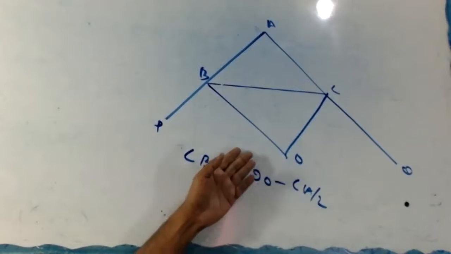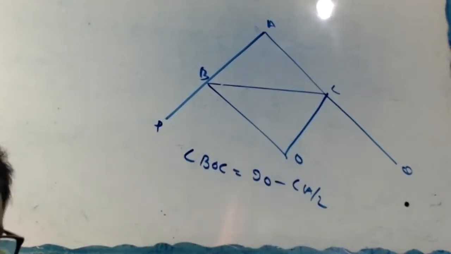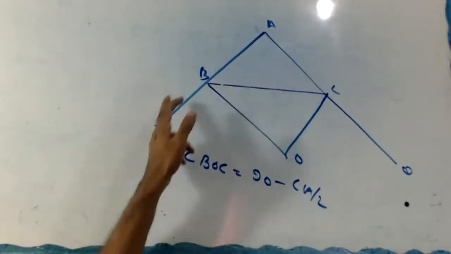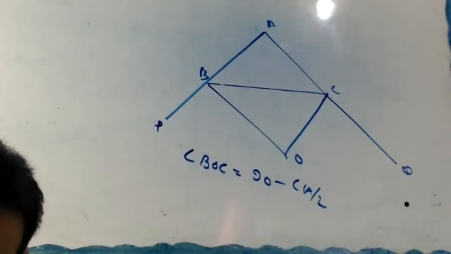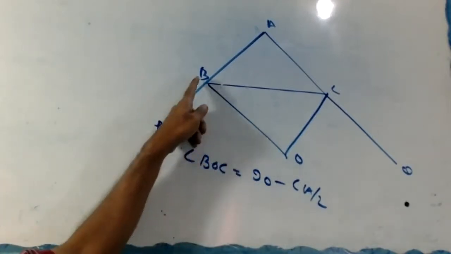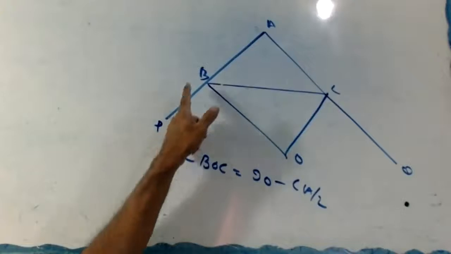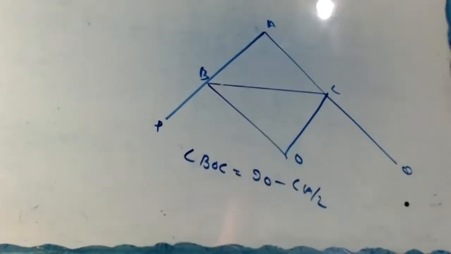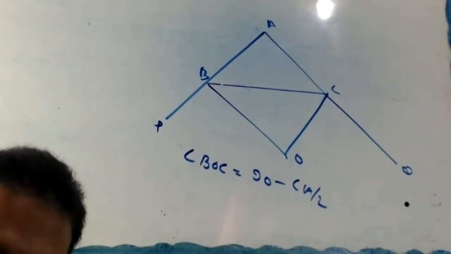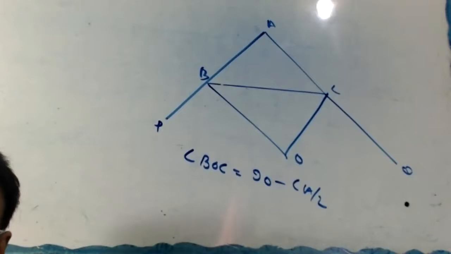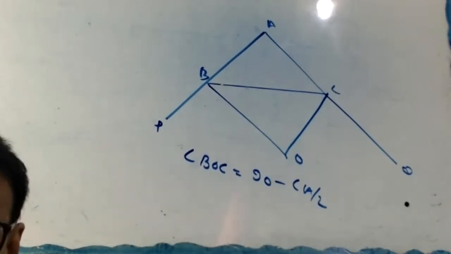Listen to the question nicely. AB and AC extended. Then BO is the bisector of angle PBC, CO is the bisector of angle BCQ. Prove that BOC equals 90 minus A by 2. You try yourself. If you're not sure, just try rough. I'll give the note after this.